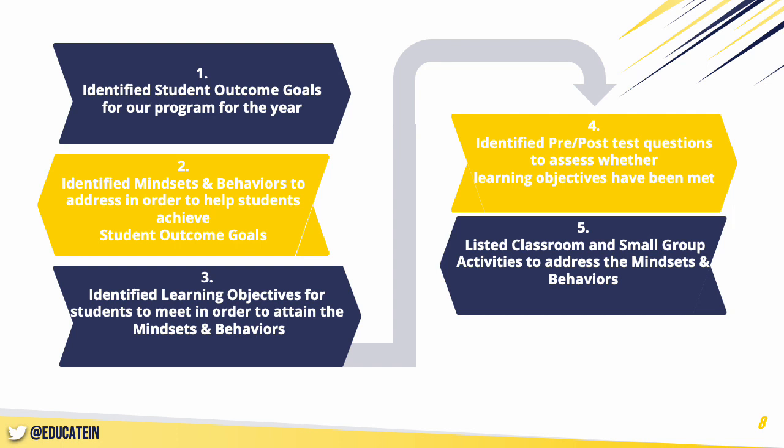Let's take a look at what we've done so far and how it all fits together. We first identified student outcome goals for our program for the school year based on the student outcome data we reviewed. We then identified ASCA Mindsets and Behaviors, or Indiana School Counseling Competencies for students, that if addressed would help students achieve our program's goals. Then we created learning objectives that specifically describe the skills, knowledge, or dispositions that we want to teach our students in order to help them attain the mindsets and behaviors or student competencies.